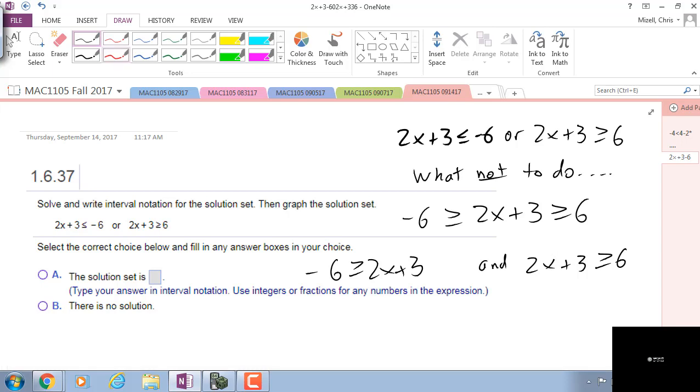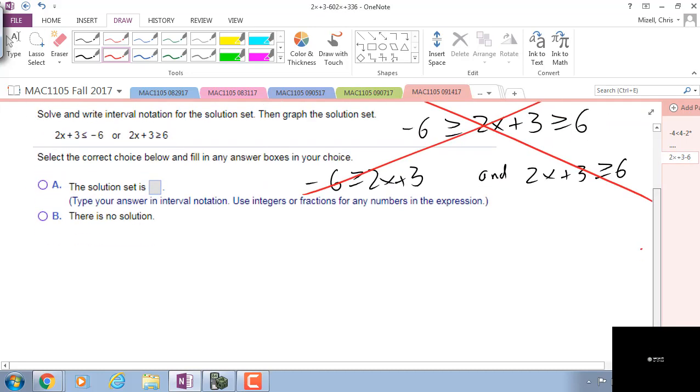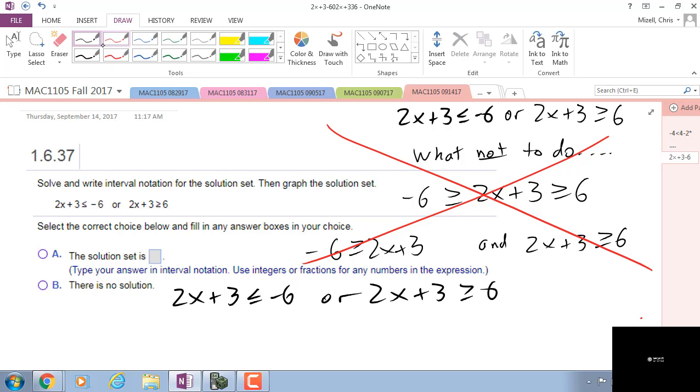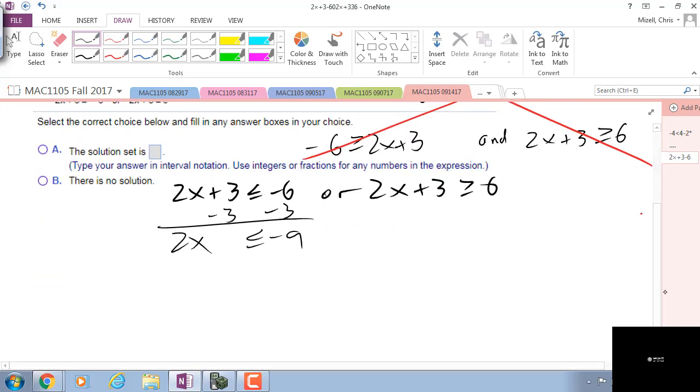I guess I should leave it and then just scratch that out. Let's solve it as is. 2x plus 3 is less than or equal to negative 6, or 2x plus 3 is greater than or equal to 6. Subtract 3 from both sides. 2x is less than or equal to negative 9. Subtract 3 from both sides. 2x is greater than or equal to 3. Keep the OR.